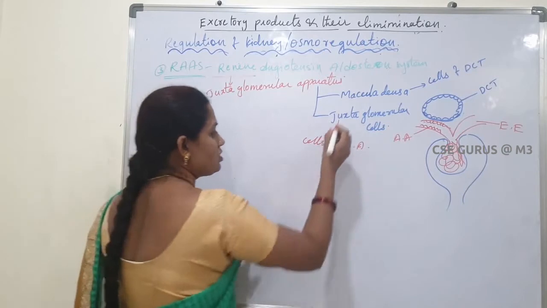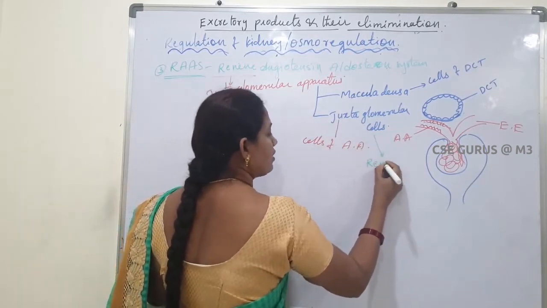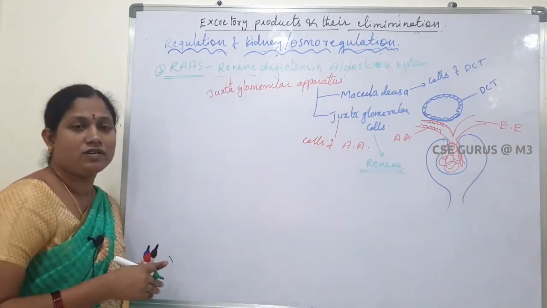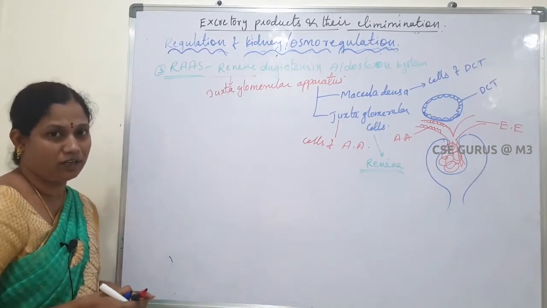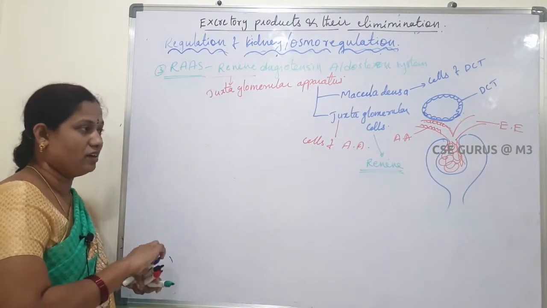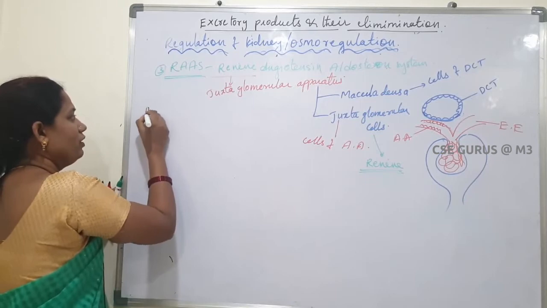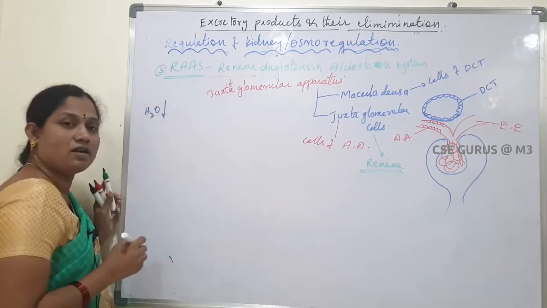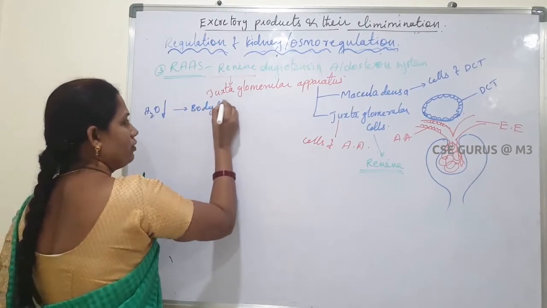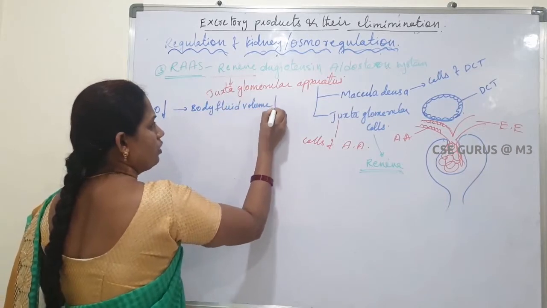Here, the juxtaglomerular cells secrete the renin enzyme. This renin enzyme is very essential for the water balance mechanism, or osmoregulation. So let us see how renin regulates the water balance. Whenever water quantity is decreased, the body fluid volume is also decreased.